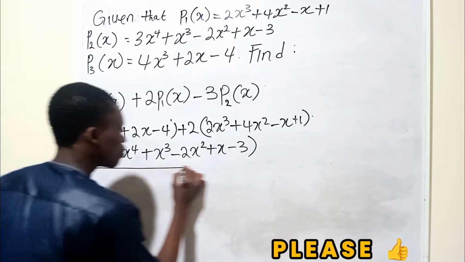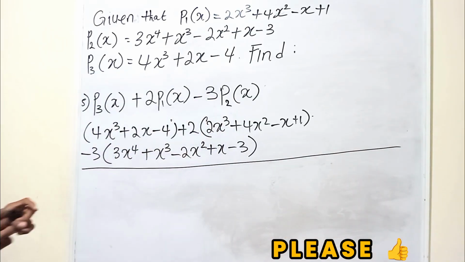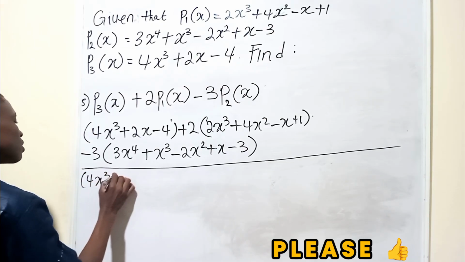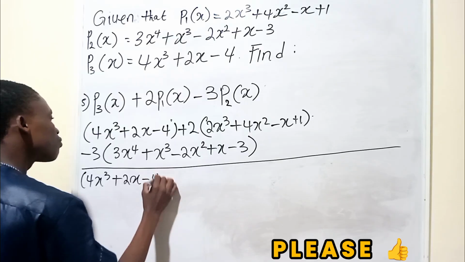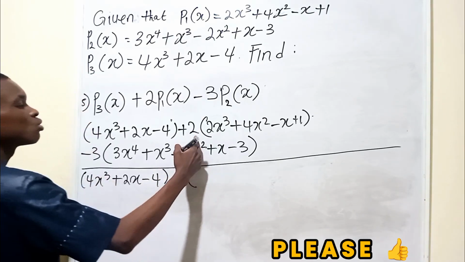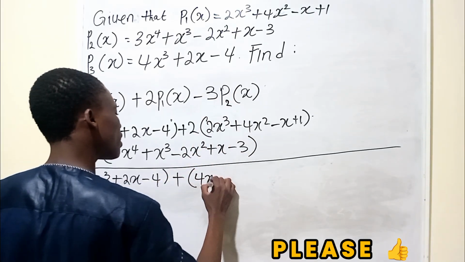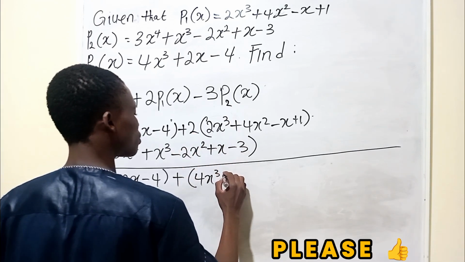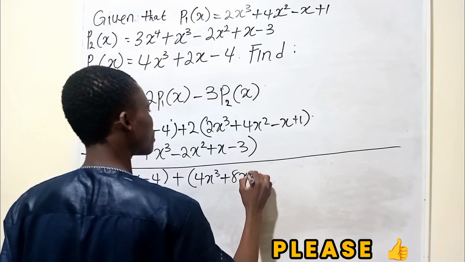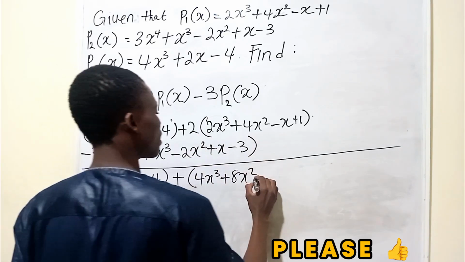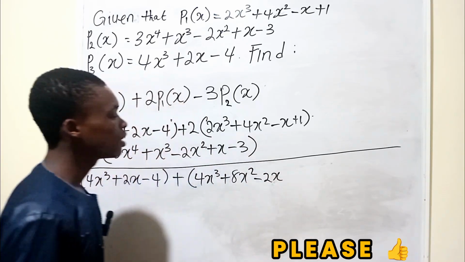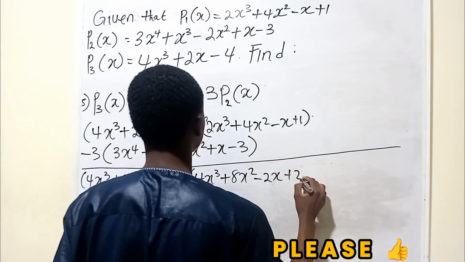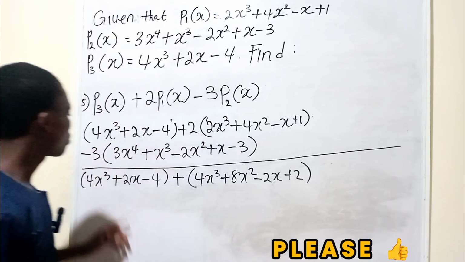All right, so let's expand now. If we expand this, we'll have 4x cubed plus 2x minus 4, plus 2 times 2x cubed gives us 4x cubed. 2 times 4x squared gives us plus 8x squared. 2 times negative x gives us negative 2x. 2 times 1 here gives us plus 2. All right, so let's expand this also.